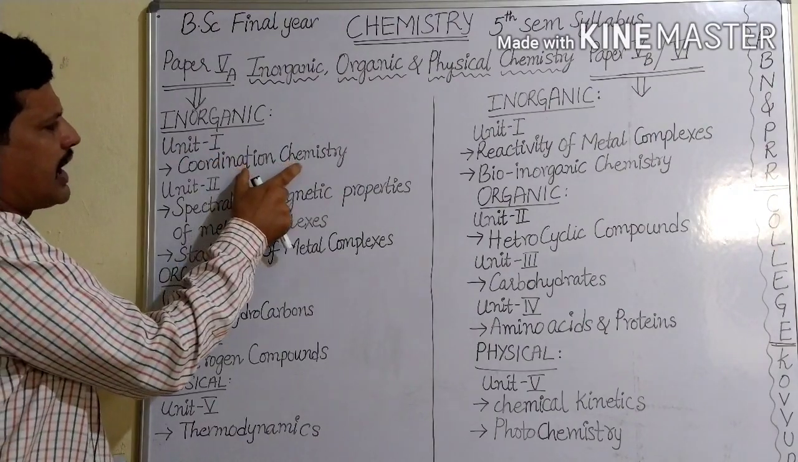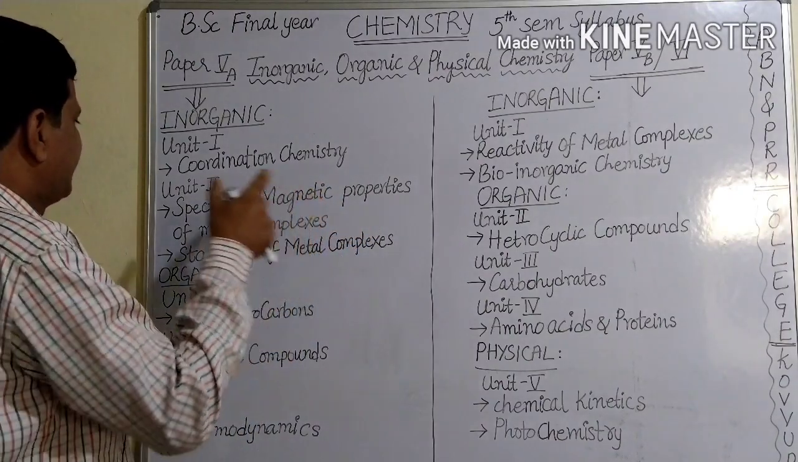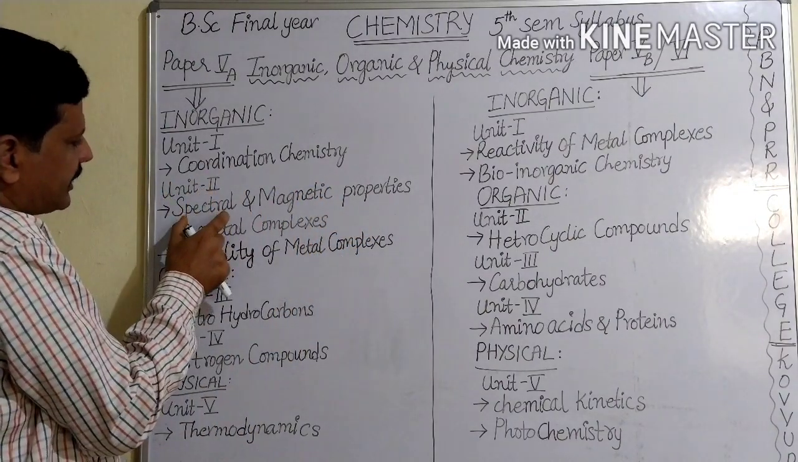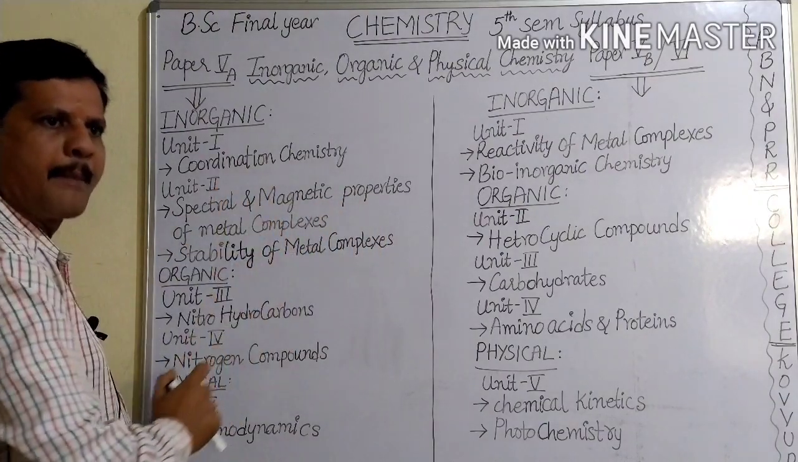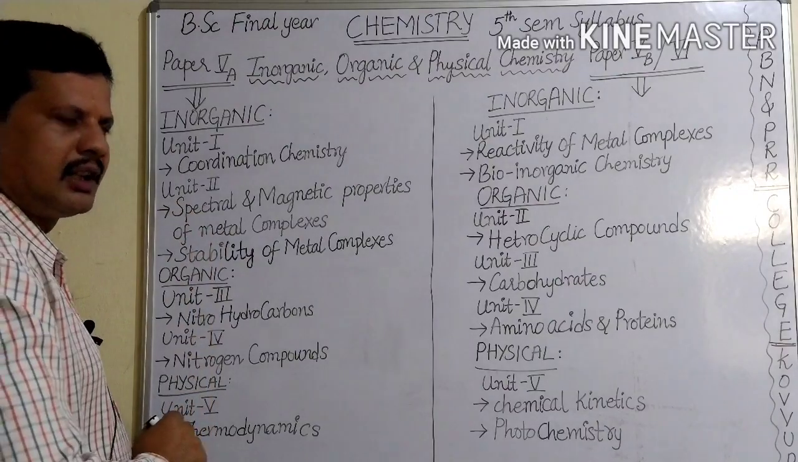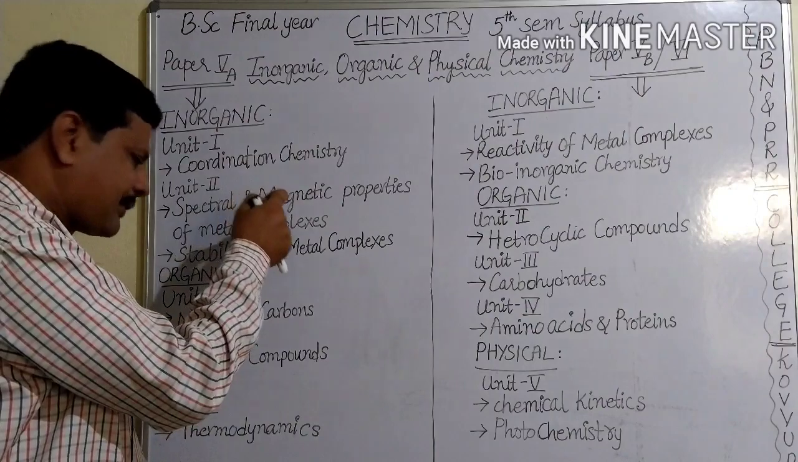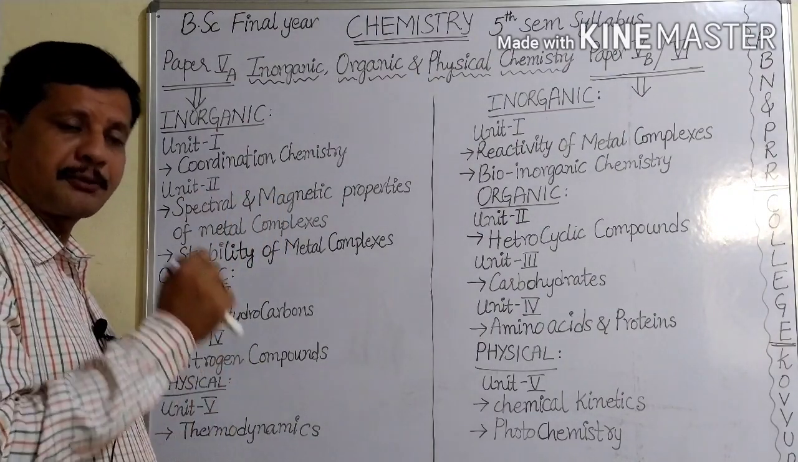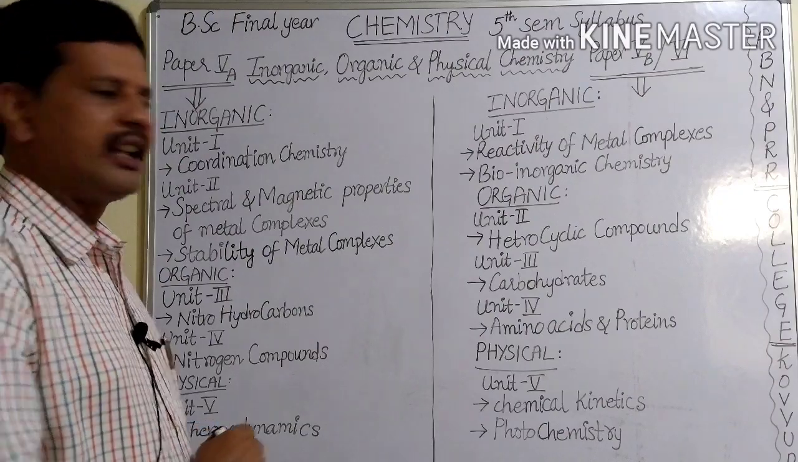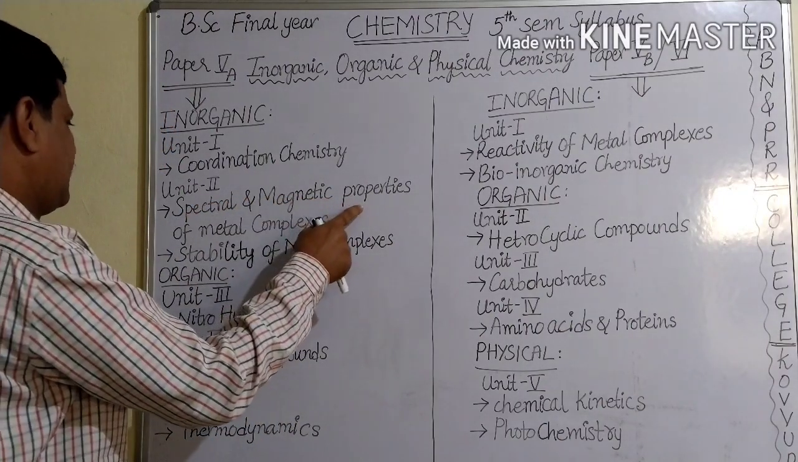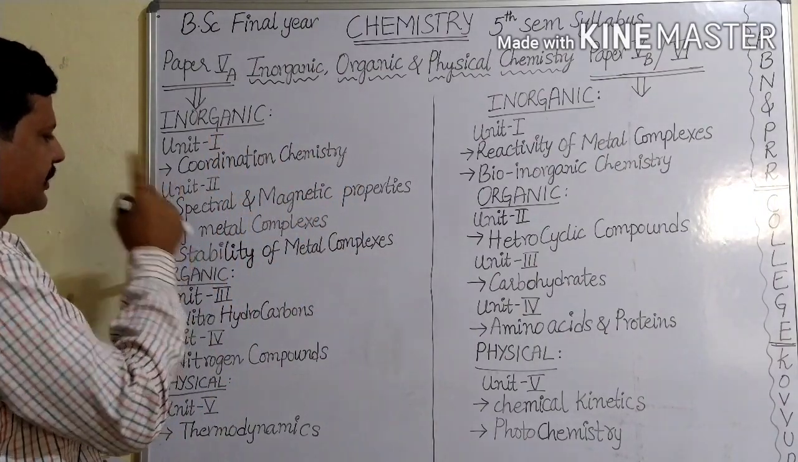In Unit 1, we learn about the formation of complexes. In Unit 2, we learn about spectral and magnetic properties of metal complexes. Spectral behavior, the types of magnetic properties, magnetic susceptibility, experimental determination of magnetic susceptibility by Gouy method, etc. We learn about spectral and magnetic properties of metal complexes in this unit.